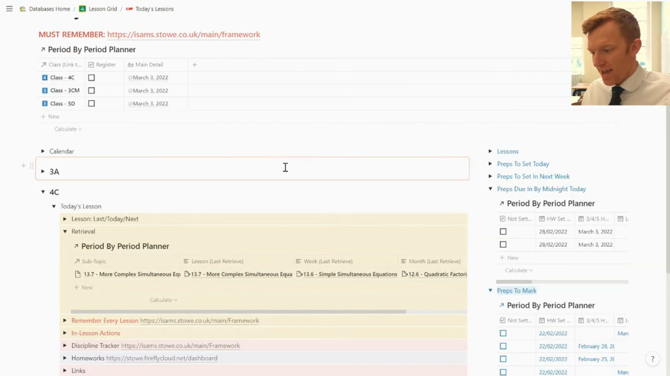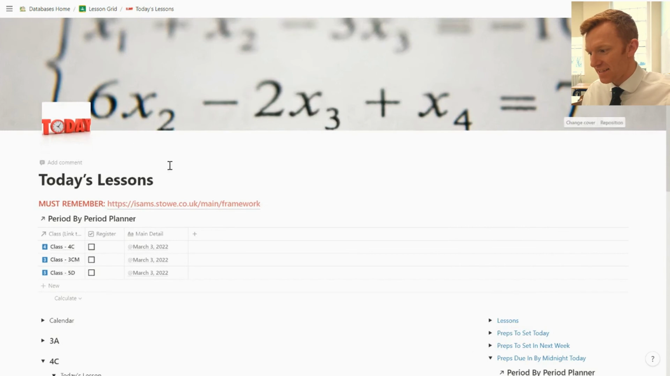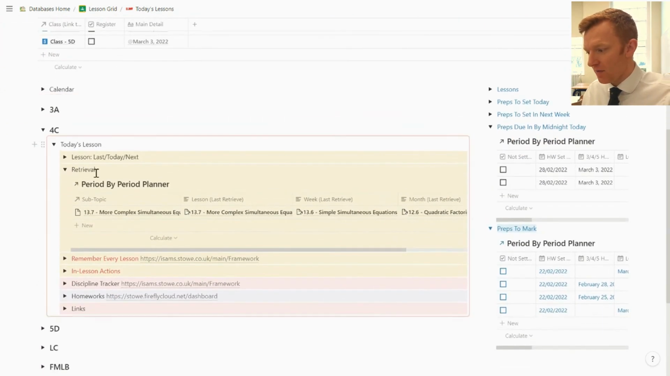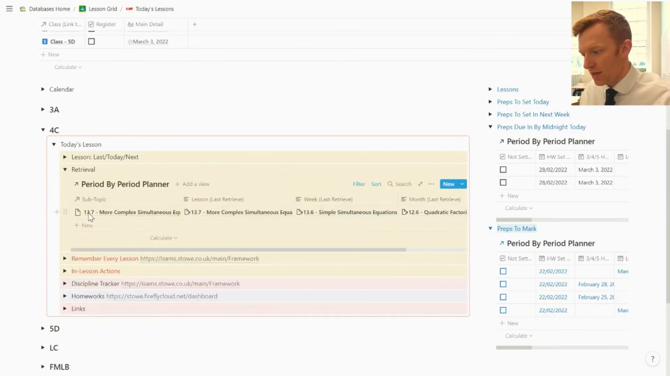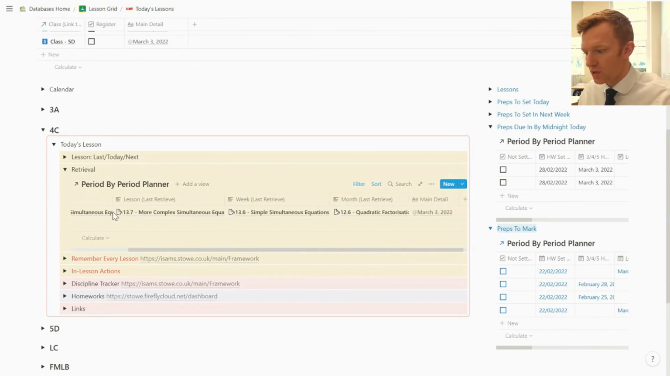What does that then look like in our today's lesson dashboards? If you viewed my video two videos ago, you'll have seen my today's lessons dashboard. And if I came down to my 4C synced block, synced all across my Notion system, but normally accessed here in the today's lessons dashboard, I can come down, I can have a look at, well, retrieval. In terms of retrieval, I know that today's lesson, which is the subtopic column, I'm teaching more complex simultaneous equations, but then I have it automatically dropped available to me here to see what I taught last lesson, what I taught a week ago, and what I taught a month ago.